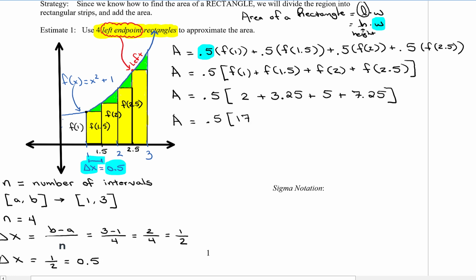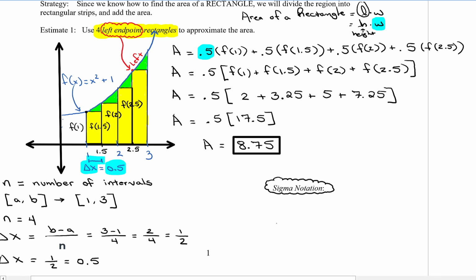A equals 0.5 times, open up a square bracket, and if we add up everything inside the square brackets, we'll get 17.5. And here for our last step, A is equal to 0.5 times 17.5, which is going to give me 8.75. And we're going to go ahead and box that in. That is going to represent our approximate area.